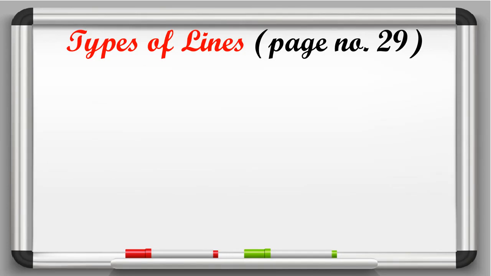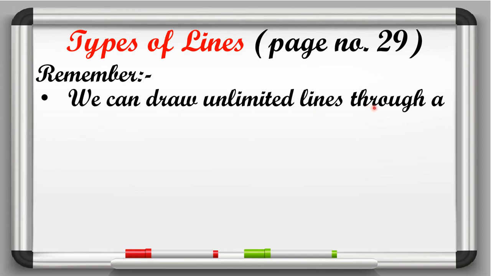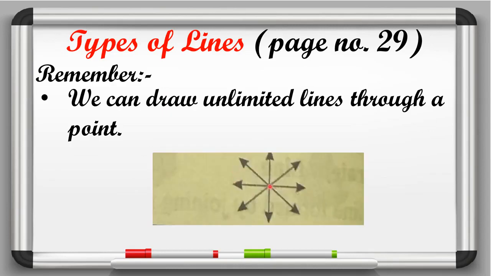Okay, now beta, you have to remember one thing, that we can draw unlimited lines through a point. We can draw unlimited lines from a point. You can see it like this. There is a point, and we can draw unlimited lines from it. You can draw a line from here, and you can draw a line from here too. It means from a point you can draw unlimited lines.